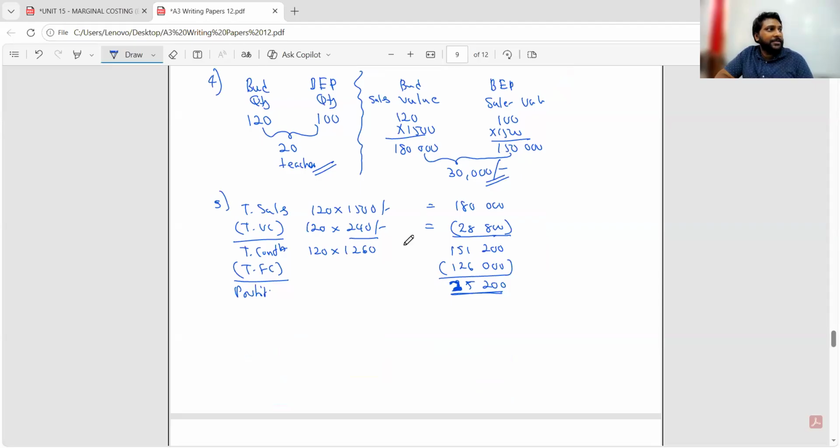People, this same 25,200 you can get in a different way also. I didn't give that note. I wanted to give, but I didn't. I told you. After the break even, all the contribution is equal to the profit.